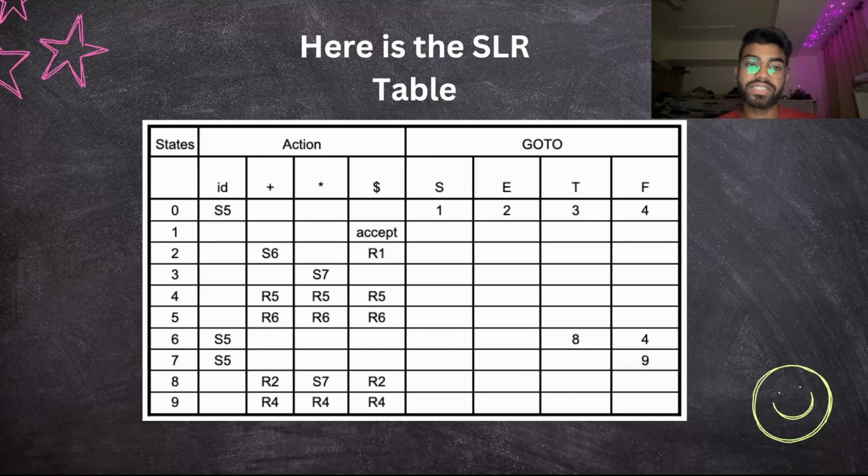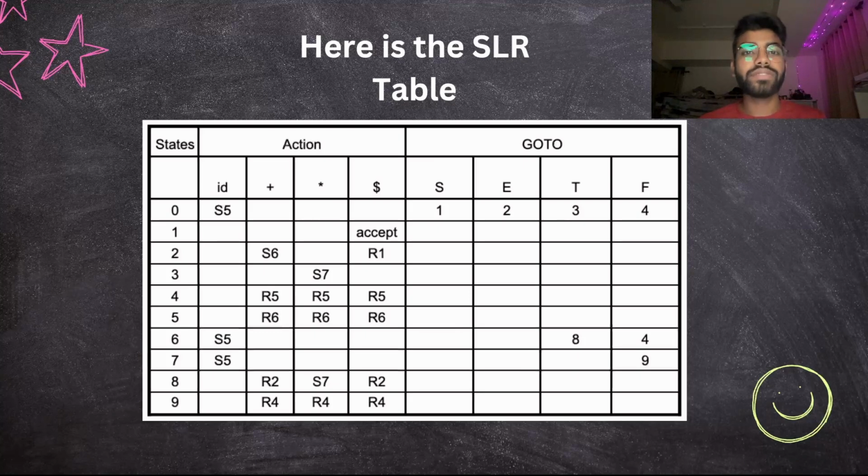And in the go to table, for example in the zero state, under the go to portion of the table, it essentially means that if from the start state zero you encounter the non-terminal symbol S, we should go to the first state. For the zeroth state with E non-terminal symbol, we should go to the second state. Similarly, if you encounter T, we'll go to the third. If you encounter F, we'll go to the fourth. In the sixth state, if you encounter T, we'll go to the eighth one, and if you encounter F, we'll go to the fourth state. So this is just a basic description of the SLR table.